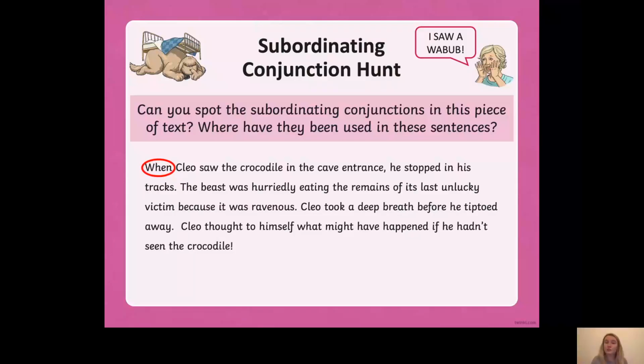So now could you pause the video and see if you can find all of the other subordinating conjunctions in this paragraph? Okay, year two, so let's have a look at the next sentence. The beast was hurriedly eating the remains of its last unlucky victim because it was ravenous. Now, where is our subordinating conjunction in that sentence? Well, remember, we've learned if, when, because, after, and before. Because it was ravenous. So this time, our subordinate clause is at the end of our sentence. So therefore, we have the subordinating conjunction at the start, which is because.